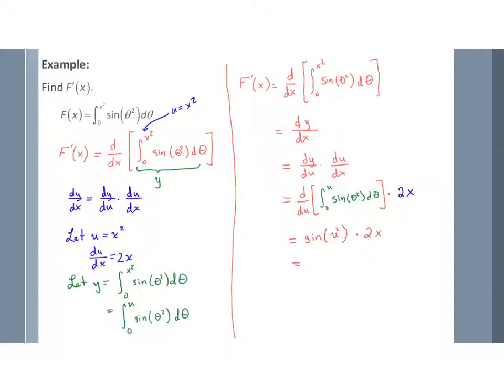So this is going to be 2x, and then sine, and we don't have u in the original problem. We have u is x squared. So we're going to replace the u with the x squared. So u squared would be x squared squared. So x to the fourth. And thus ends the problem.